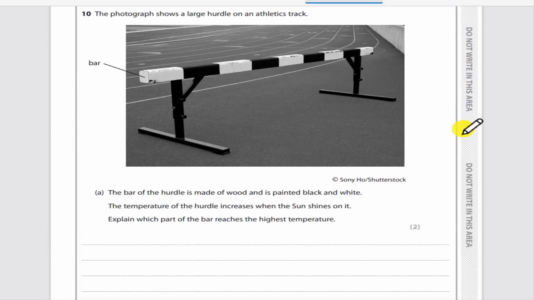Question number 10. The photograph shows a large hurdle on the athletics track. The bar of the hurdle is made of wood and is painted black and white. The temperature of the hurdle increases when the sun shines on it. Explain which part of the bar reaches the highest temperature.